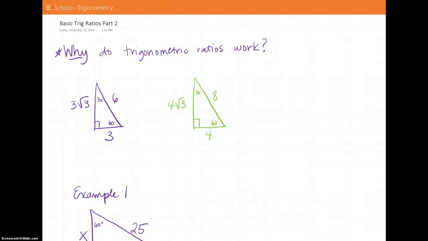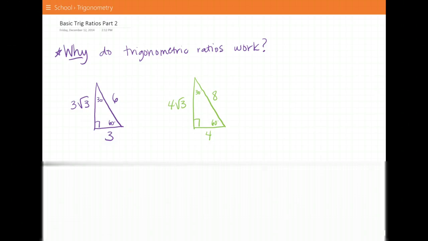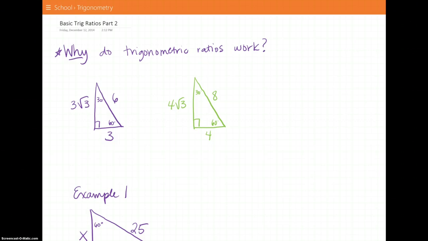Hi guys. So today we're going to continue our conversation about basic trigonometric ratios. And before we get into some examples, I want to ask you a question. And my question is why? Why does this even work? Why do these ratios exist?